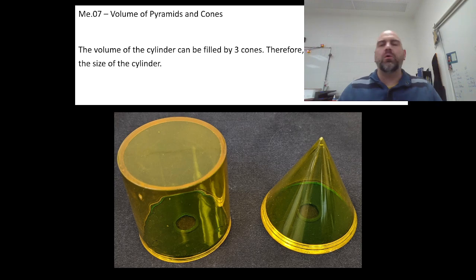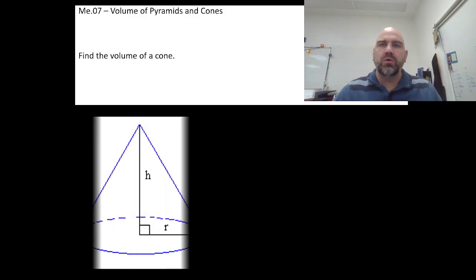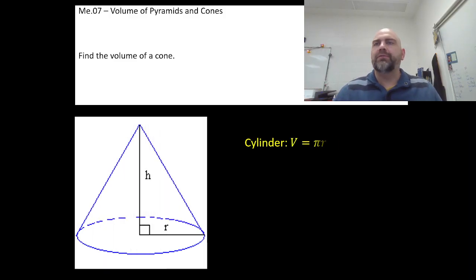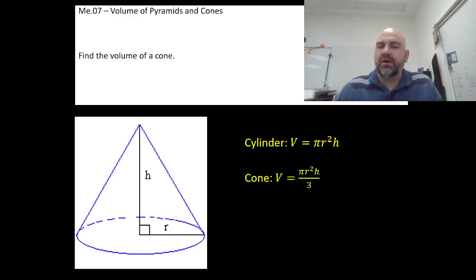And so therefore we can find the volume of a cone by knowing the volume of a cylinder with the same height and the same base. Just divide that number by 3. So this is going to help us figure out the volume of a cone. Here's our cone. Our volume formula is pi r squared h. That's the volume for a cylinder. Divide that by 3 and you have the volume of a cone.